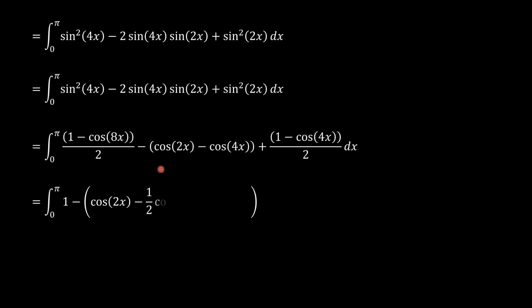cosine 2x minus half cosine 4x plus cosine 8x. So this cosine 2x comes here, and this cosine 8x comes here. Because there's a minus here, it becomes plus. These are pluses, but because this is a plus here, there's a minus here.